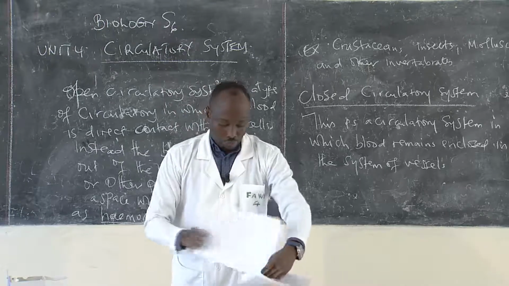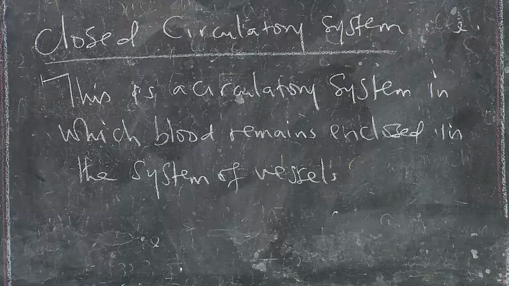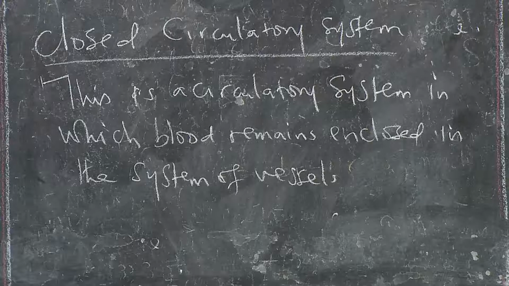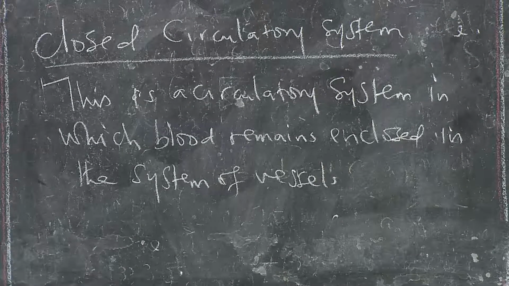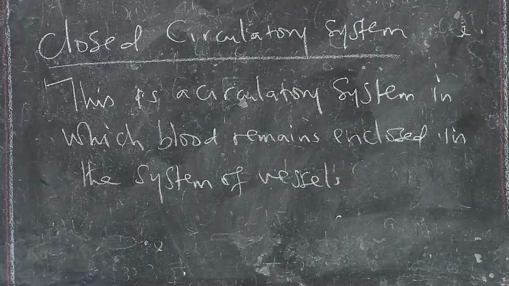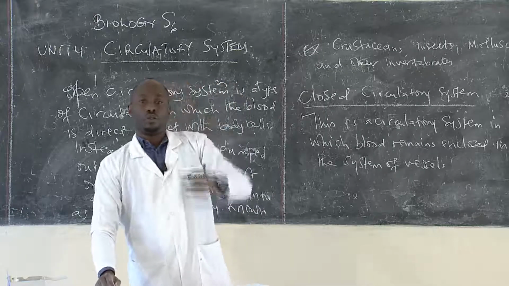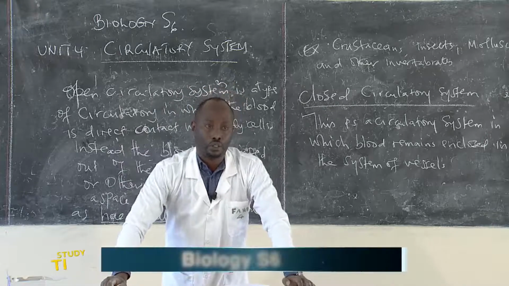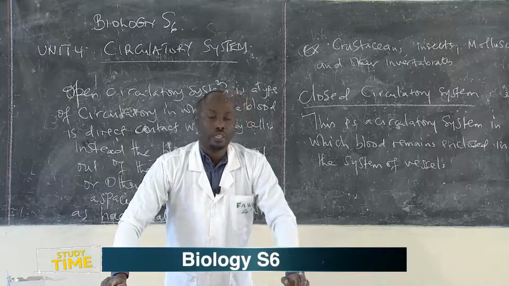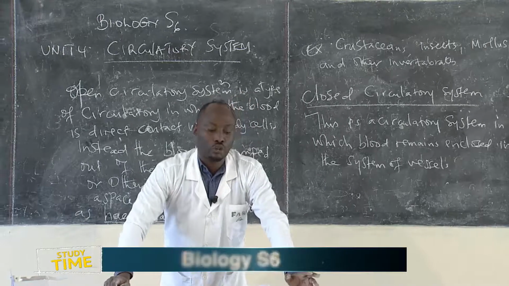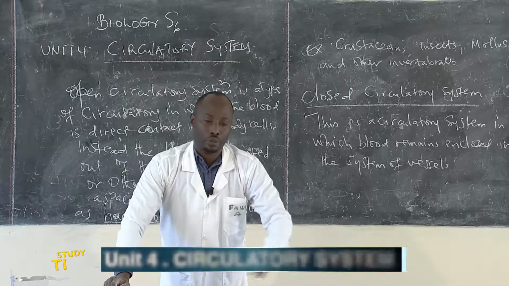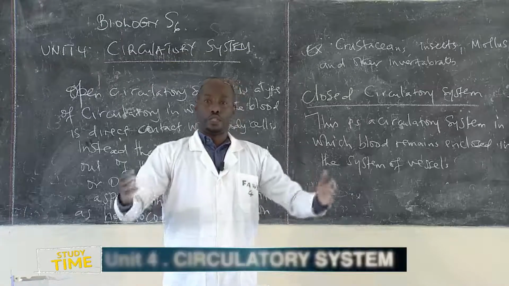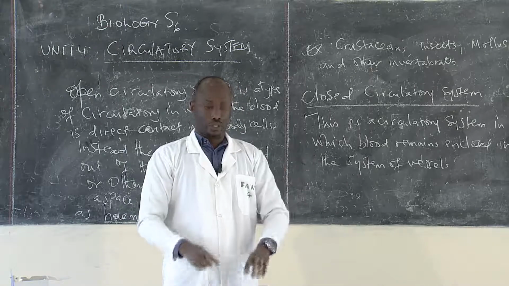Quickly, let's talk about the advantages of the closed circulatory system over the open circulatory system. You can say one of the advantages of closed circulatory system over open circulatory system, we have a number of them. Number one, it helps control the distribution of different substances in different parts of the body. Number two, the blood is moving with high pressure in closed circulatory system compared to the open circulatory system.